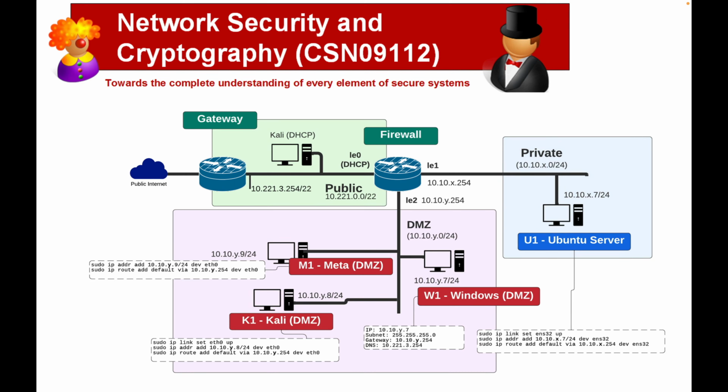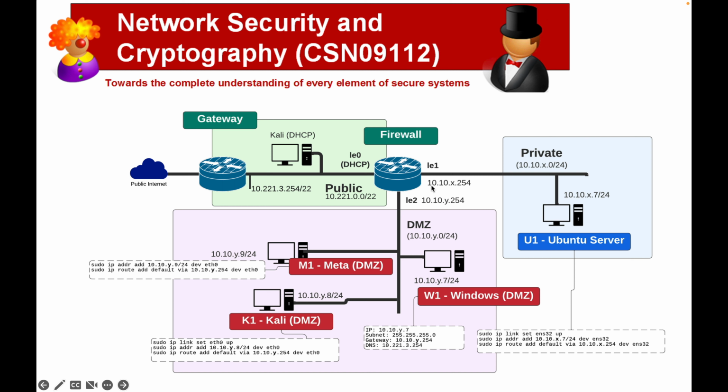Right, so here's the setup that we're going to create. We have a pfSense firewall here. It has 3 connections: one to the public network, one to private, and one to DMZ. The public network will be on DHCP, getting it from this gateway, and the private network will be 10.10.x.0/24, and the DMZ will be 10.10.y.0/24, where X and Y are 2 different networks that you're allocated.